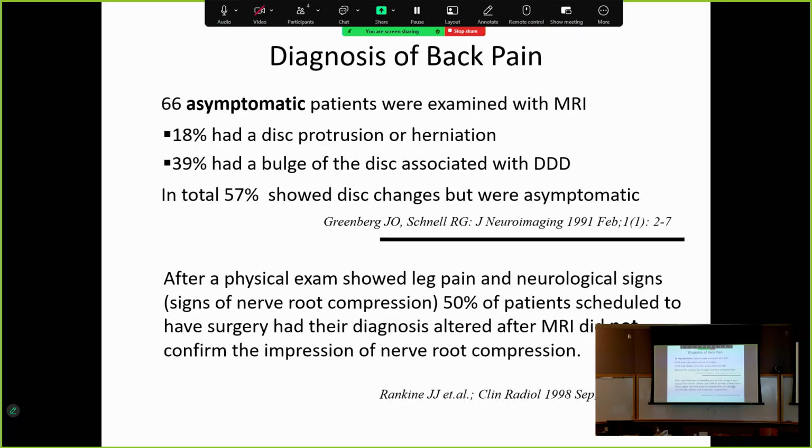You can have pain and neurological signs without any herniation. Other things could be leading to symptoms that look like nerve disc herniation with nerve root compression. Take home pearl number one: differential diagnosis can be really, really hard, particularly in the back.